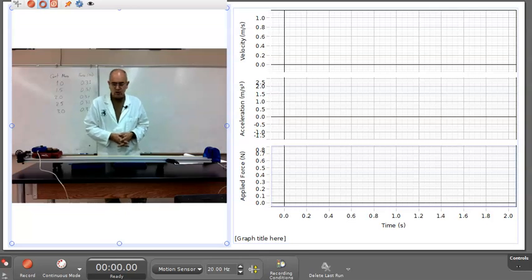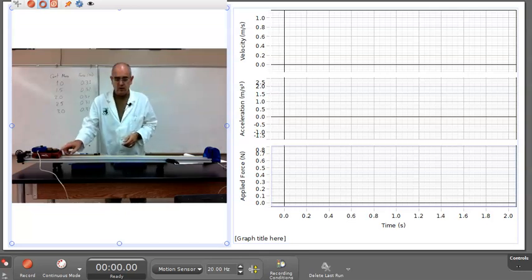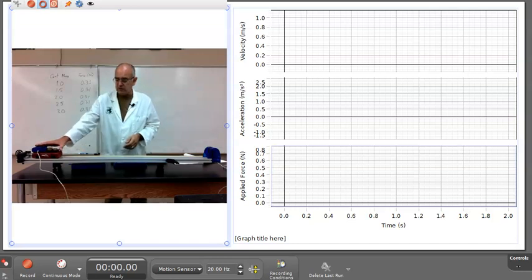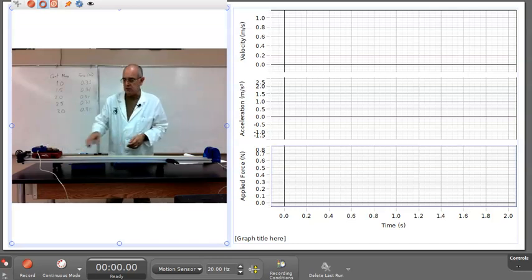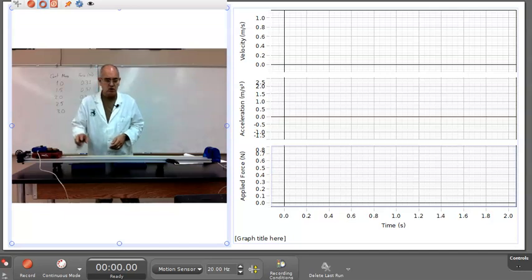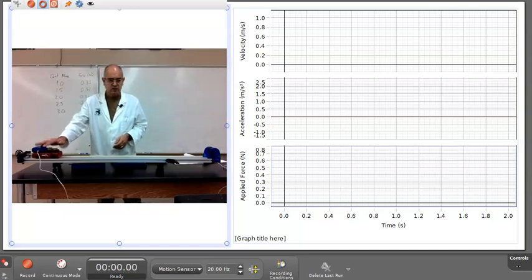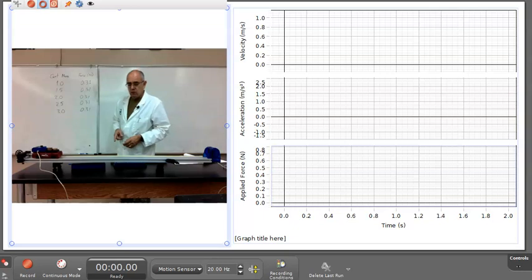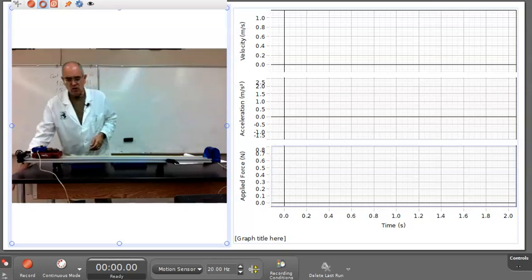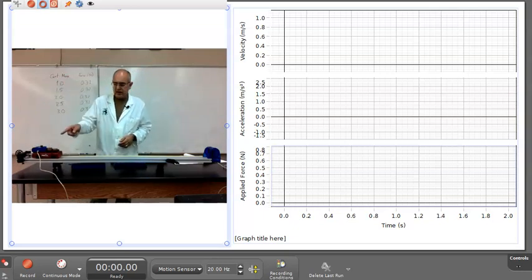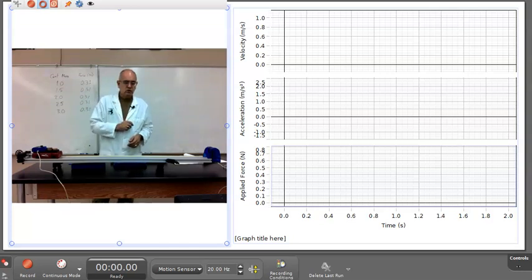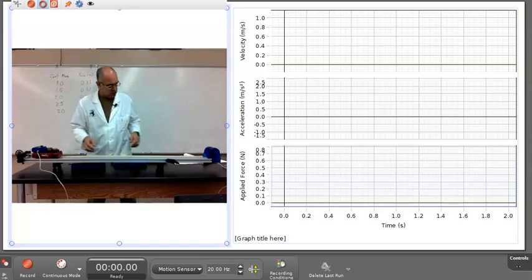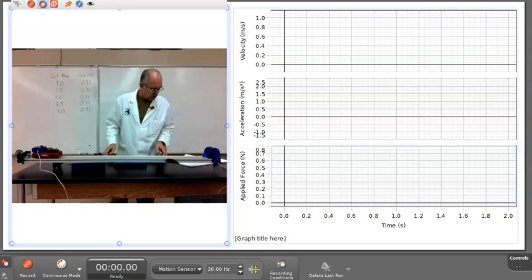Got it set up now. What I have is the cart now has a mass of 1 kilogram. That is to say, the 350 grams of the cart plus an additional 650 grams of additional mass. This gives us a mass of 1 kilogram for the cart. To make the force, I've added a total of 100 grams hanging over the side. We'll do the experiment and see if this actually is the case. So the mass of the cart on page 119 is 1 kilogram.